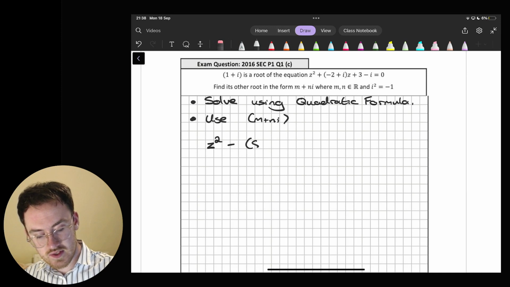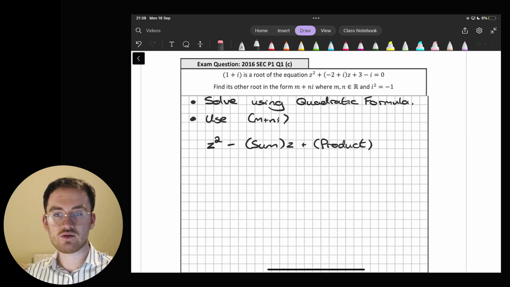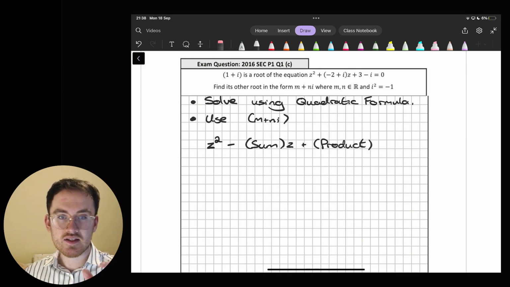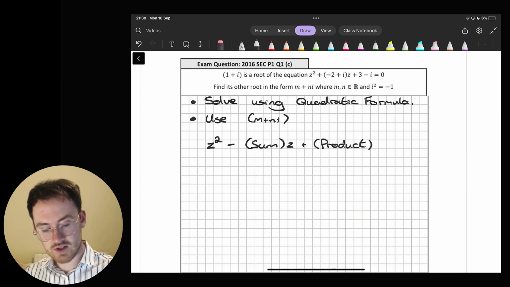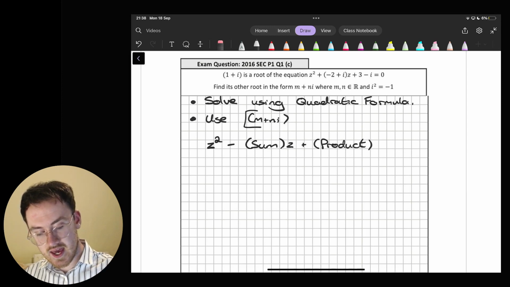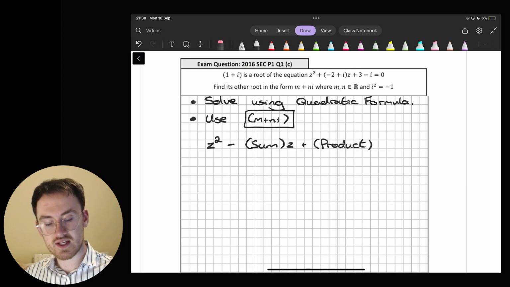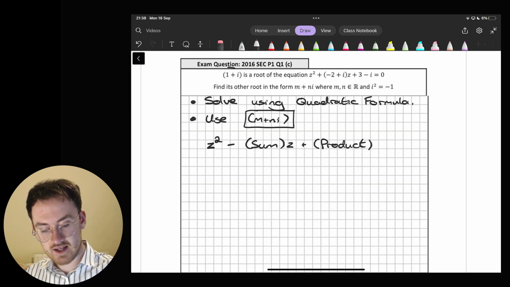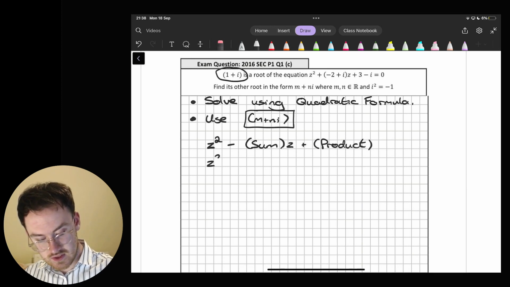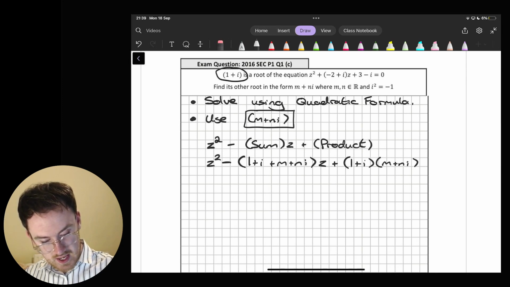So remember, we're using that same rule we've been using all along, where if we have the two roots, we can create a quadratic that has those two roots by getting minus the sum of the roots plus the product of the roots. We're going to use this m plus ni as one of the roots, and the other root is the 1 plus i that's in the question. So let's have a look at that. Minus, 1 plus i plus m plus ni. Okay, then the product of the roots here, so 1 plus i by m plus ni.